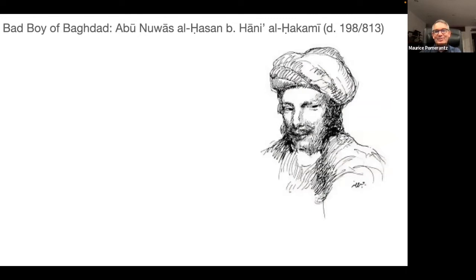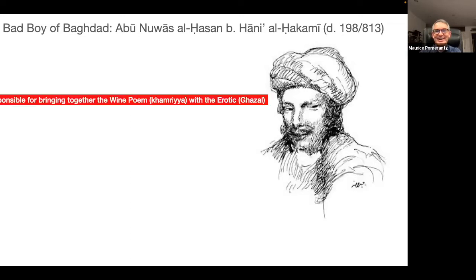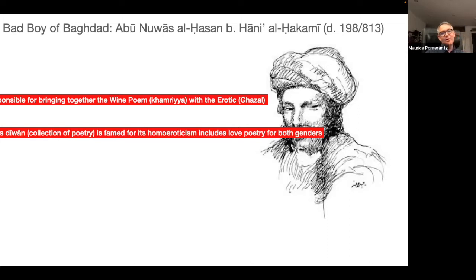This is Abu Nawas, who we call the bad boy of Baghdad. He died in the early 9th century. His great achievement was bringing together wine poetry and erotic poetry, which are called ghazals. The wine poetry is called khamriya. His collection of poetry is famed for its homoeroticism, and yet it includes love poetry for both genders. We'll talk about that a little bit.